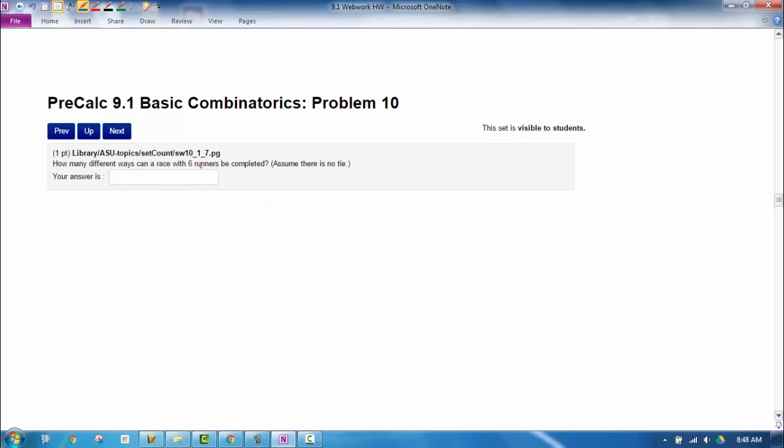Next one's pretty easy. We have 6 runners. How many ways can they finish? Well, that's just 6 factorial. For first place, we have 6 choices. For second place, we have 5. For third place, we have 4, and so on. You end up with 6 factorial.